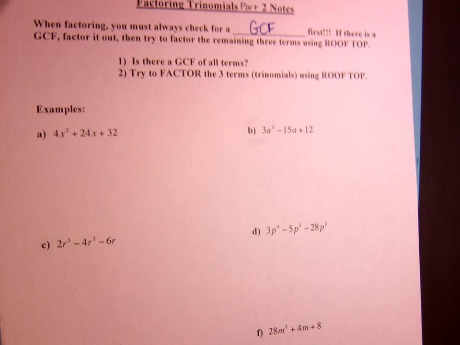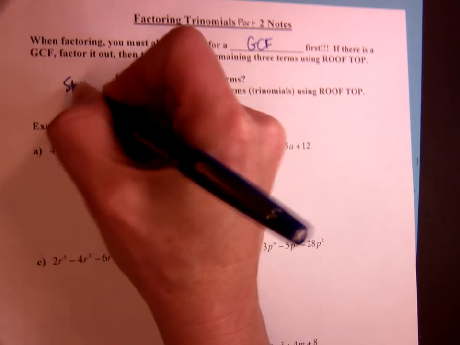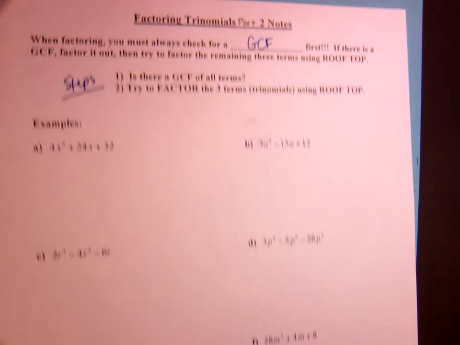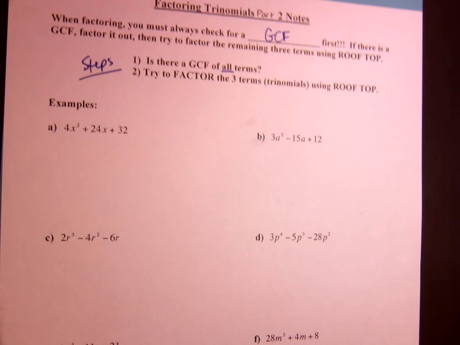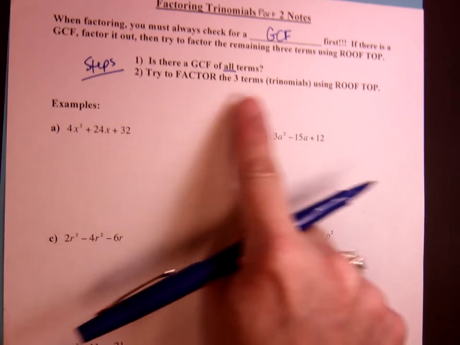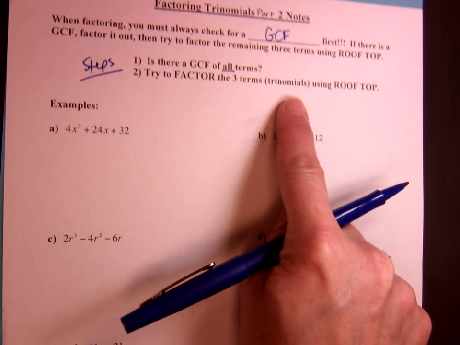If there is a greatest common factor, you're going to factor it out first, and if you don't, it's going to mess you up. Then what you'll do is try to factor the remaining three terms using the rooftop method, which we learned yesterday. So these are your steps. First, is there a GCF of all the terms? It has to be all of them. Second, try to factor the three terms, or the trinomial, using rooftop.